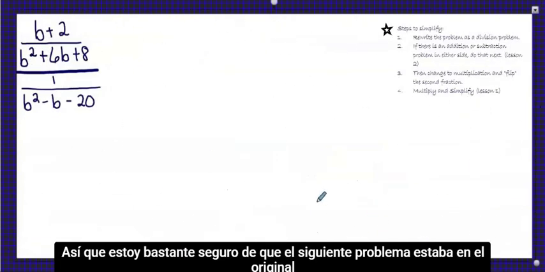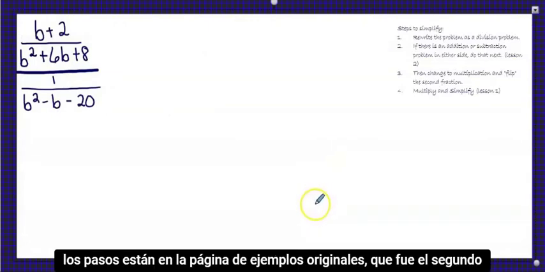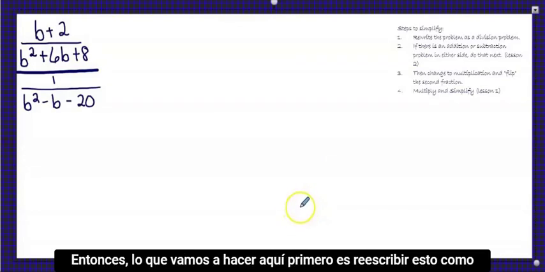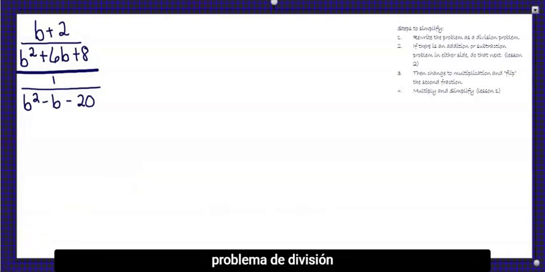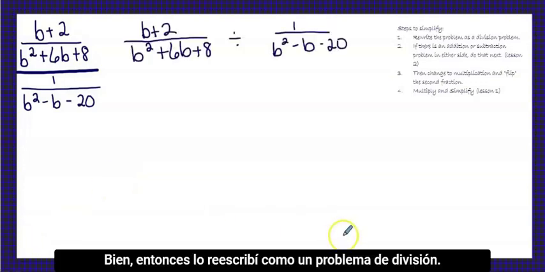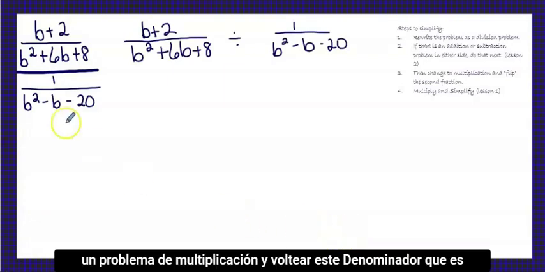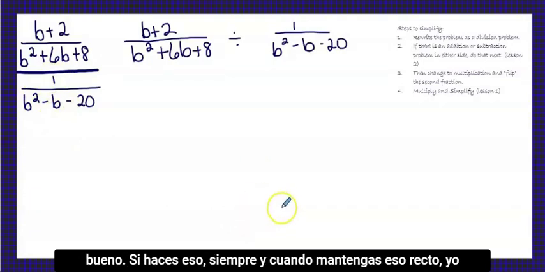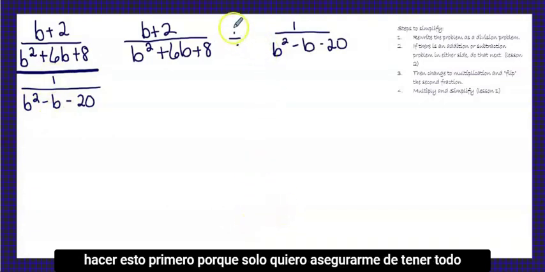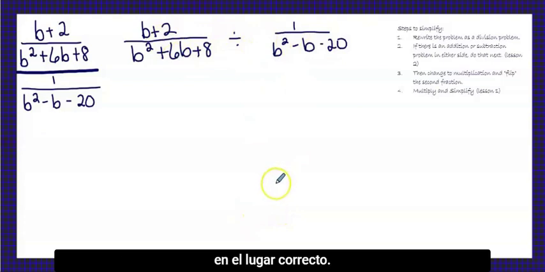So I'm pretty sure this next problem was on the original steps, or on the original examples page, which was the second slide we looked at. So what we're going to do here first is rewrite this as a division problem. Okay, so I rewrote it as a division problem. I do notice my students sometimes trying to rewrite it as a multiplication problem and flipping this denominator. That's okay if you do that, as long as you keep that straight. I do this first because I just want to make sure I get everything in the right place.